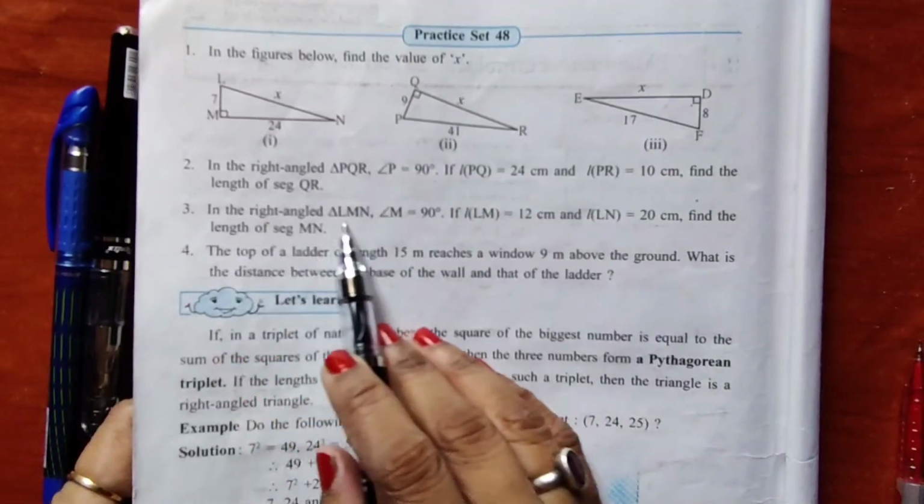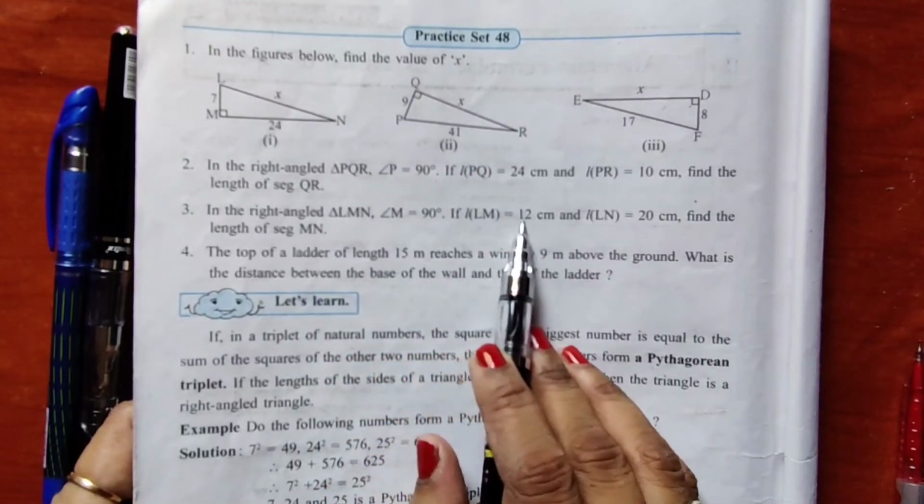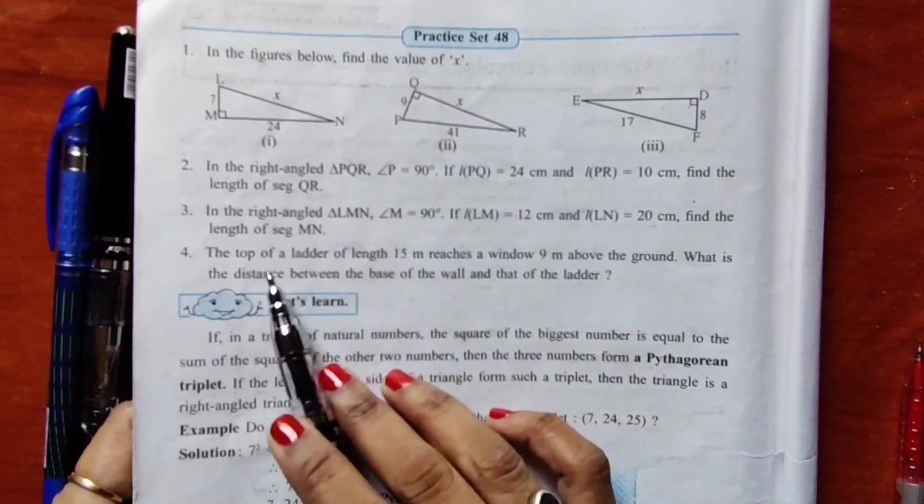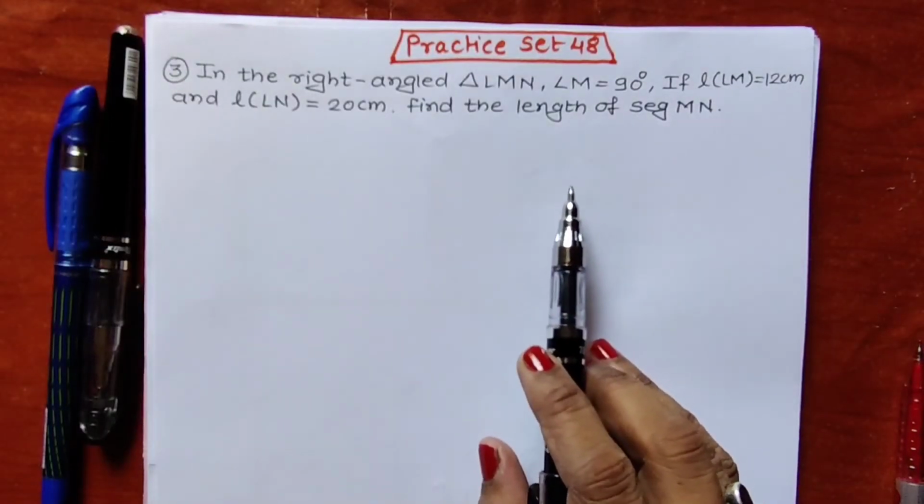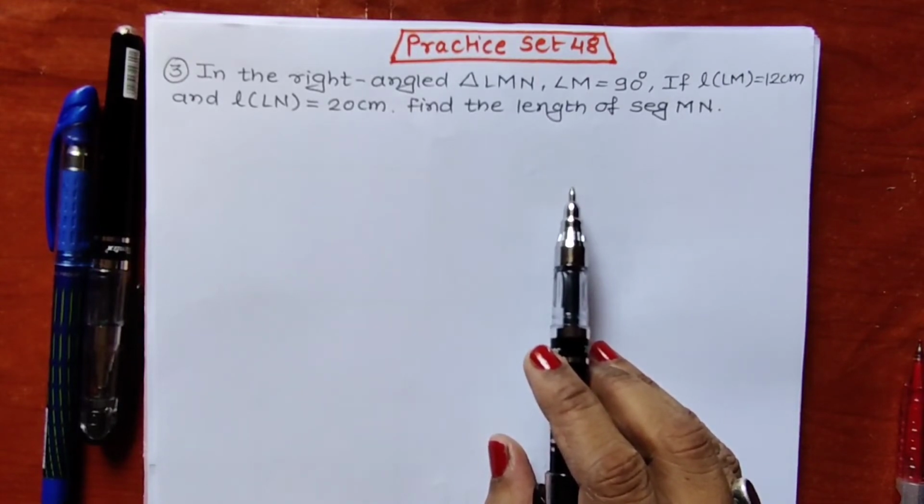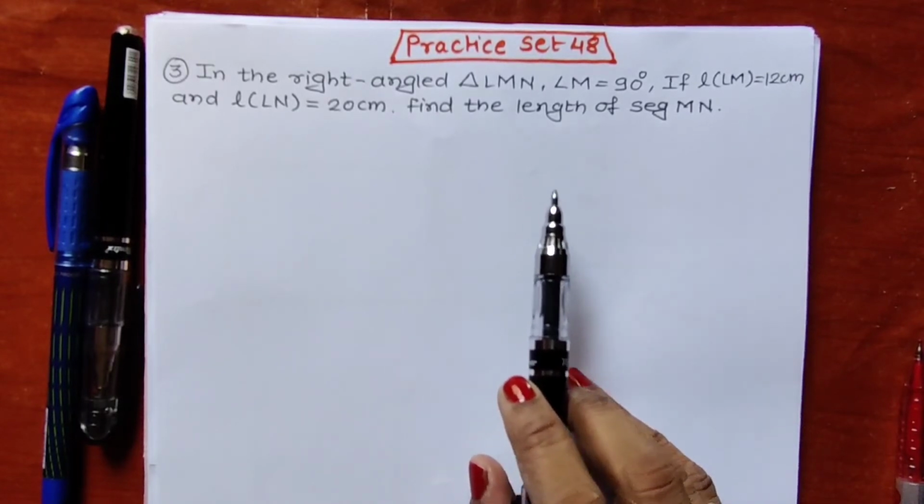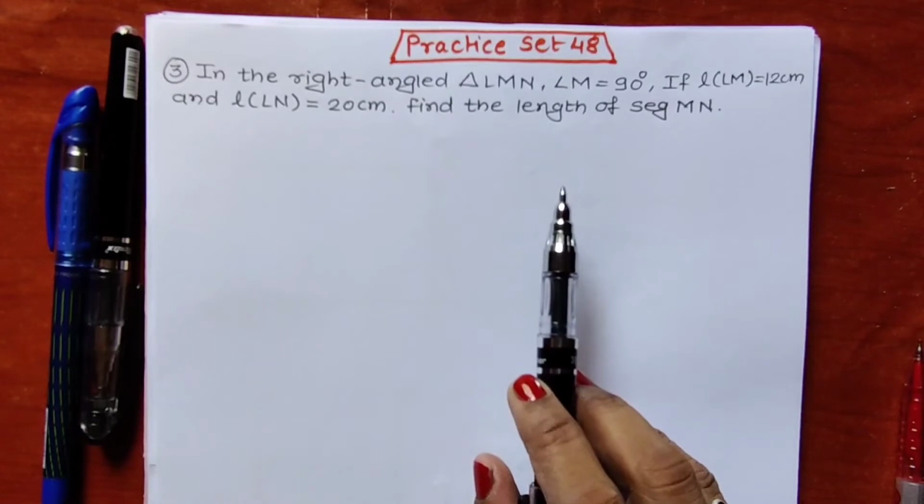Next question, in the right angle triangle LMN, angle M is 90 degree, LM is 12, LN is 20. Find the length of seg MN. So in the previous sum, question number 2, I have shown you by drawing the diagram of right angle triangle PQR, and then we have solved the sum. Now see children, this sum can be solved without drawing the diagram also.